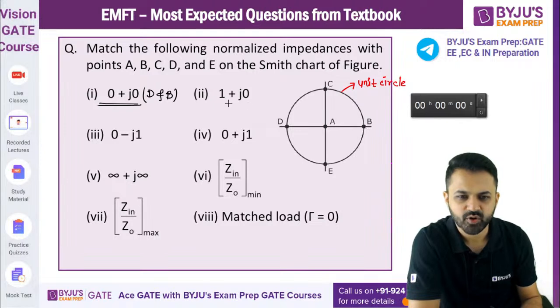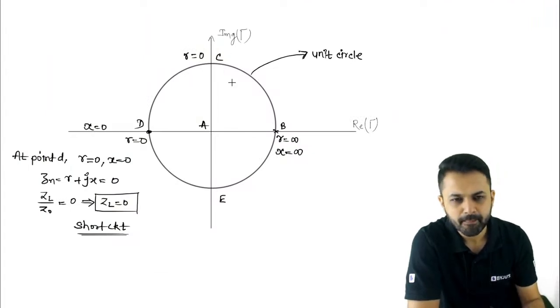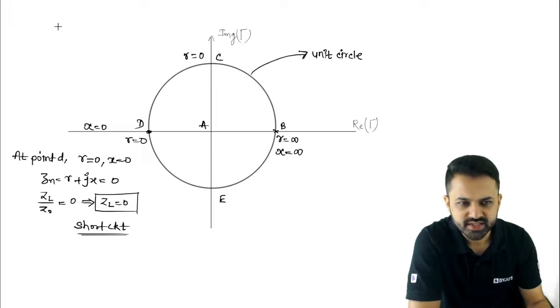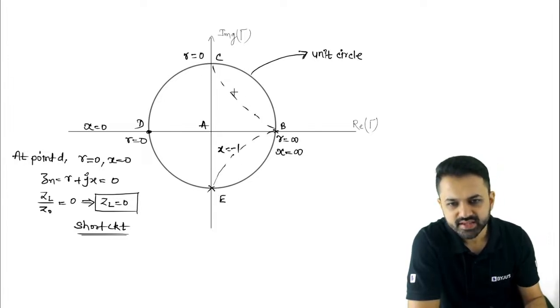Now, at point B, this is 1 plus j0. Who will be representing 1 plus j0? R equal to 1 will be somewhere here. This point is r equal to 0, and this is x equal to plus 1.